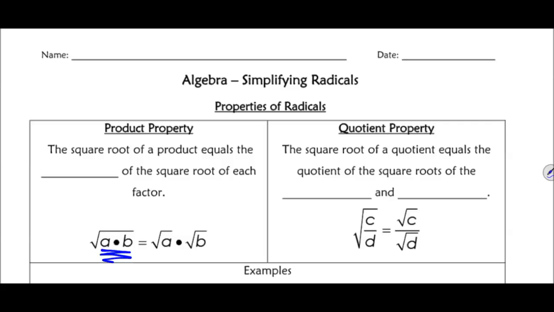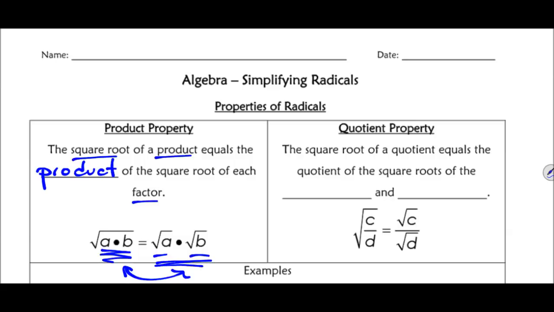That's the exact same thing as taking the square root of A and taking the square root of B separately and then multiplying them together. We're going to need to use that going backwards and forwards. We're going to need to combine from this to that and vice versa. We're going to need to split it up sometimes. And basically that's what this rule is saying. The square root of a product, the square root of a multiplication problem, equals the product of the square root of each factor. So we just basically split it into separate square roots and still multiply.